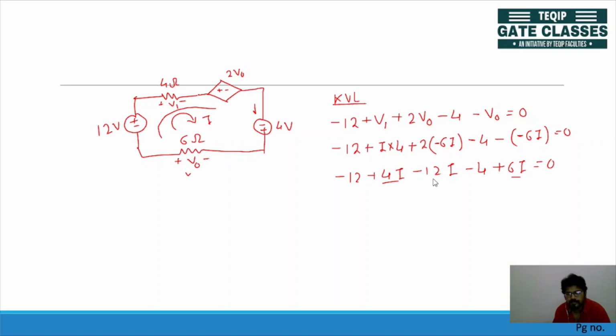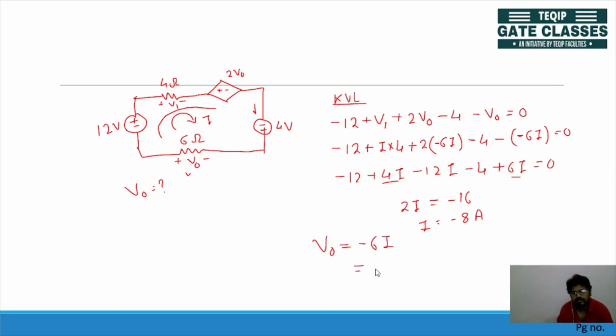So 2I equal to minus 16 and I is equal to minus 8 ampere. Our question is that we have to find V naught here. So V naught is equal to what? V naught means the current entering the minus terminal, that is minus 6I.